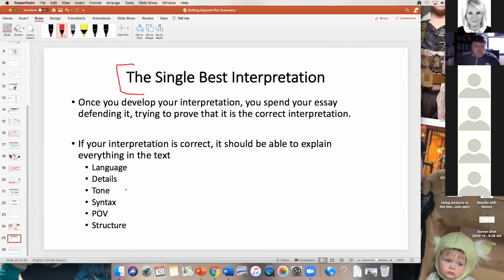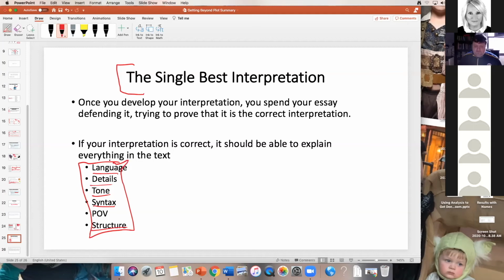So that means the tone of it, Maria. That means the words, the details, the way it's structured, the syntax. If your interpretation cannot explain why these things are in the poem the way they are, then you don't have a good enough interpretation. The whole point of your essay is to prove that you have in your mind the single best interpretation by saying, look, I can account for the way this poem is structured. I can account for the language they use. I can account, Maria, for the tone at the end of it. I need to prove this.